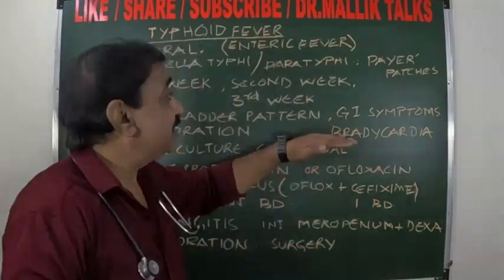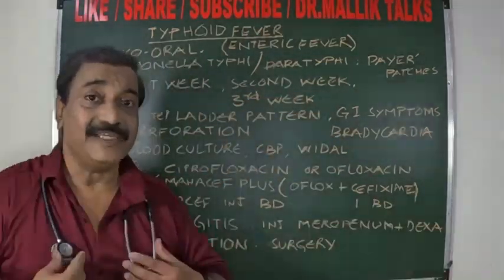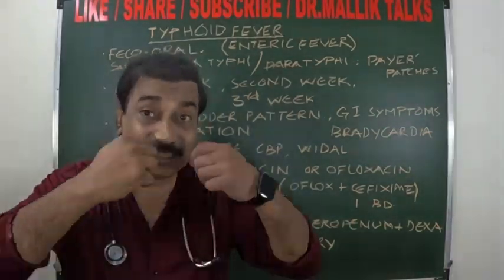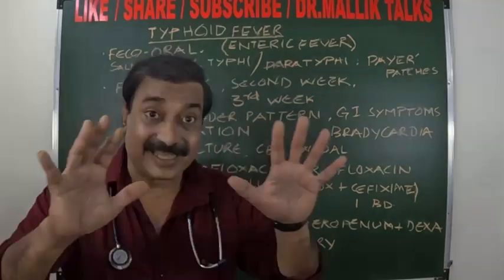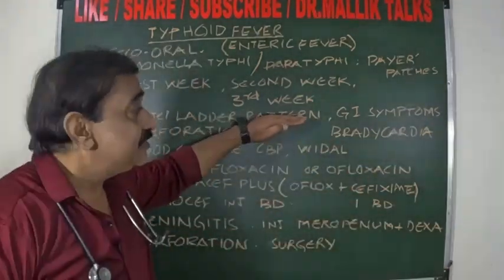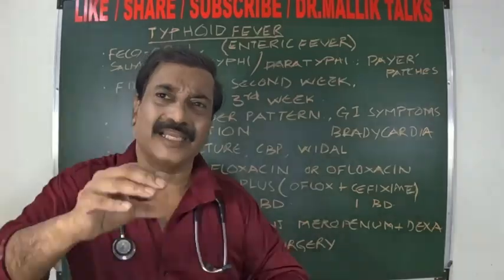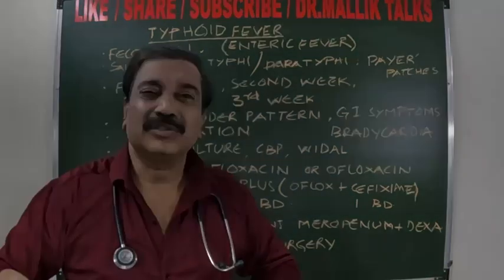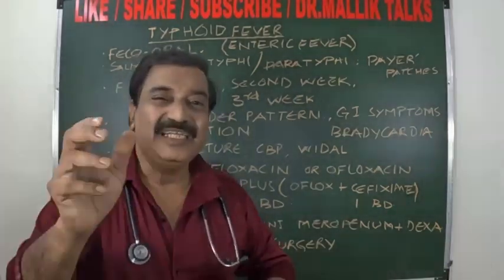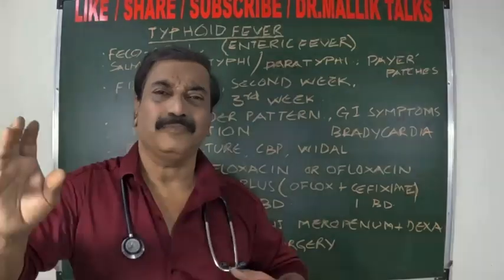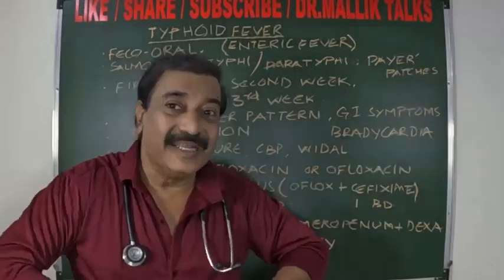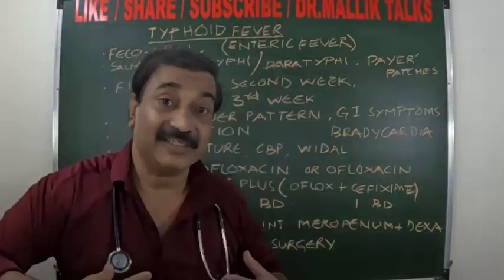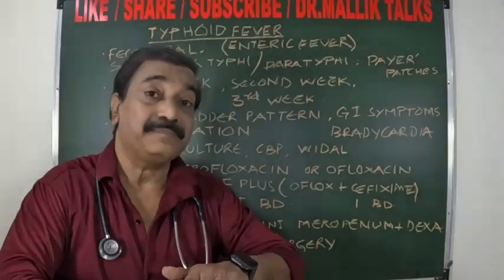Gastrointestinal symptoms will be there in the second week. The patient will look a little toxic. The tongue will be coated, as if you didn't clean your tongue. There can be constipation, or there can be loose motions, foul smelling, greenish colored. Just 2 or 3 loose motions may be there, but there will be pain in the stomach, and by the third week it becomes more and more severe. So we have to start treatment as early as possible.